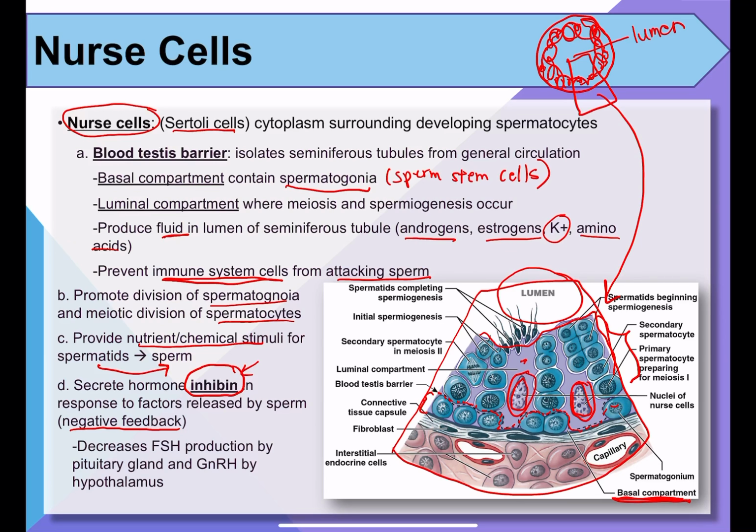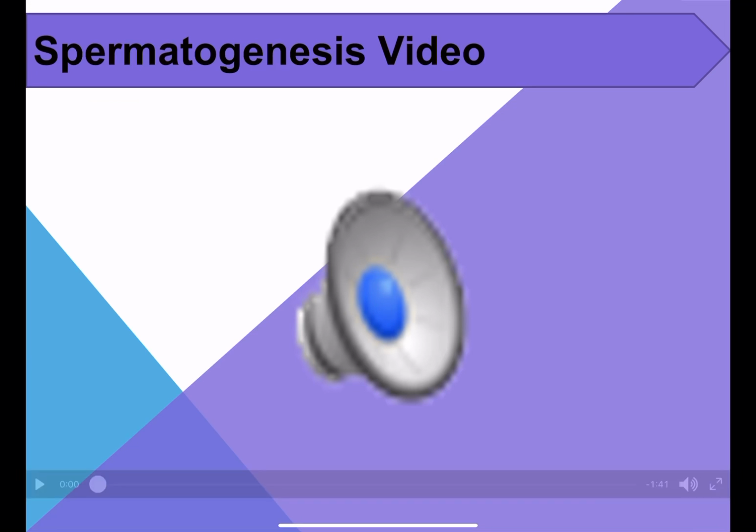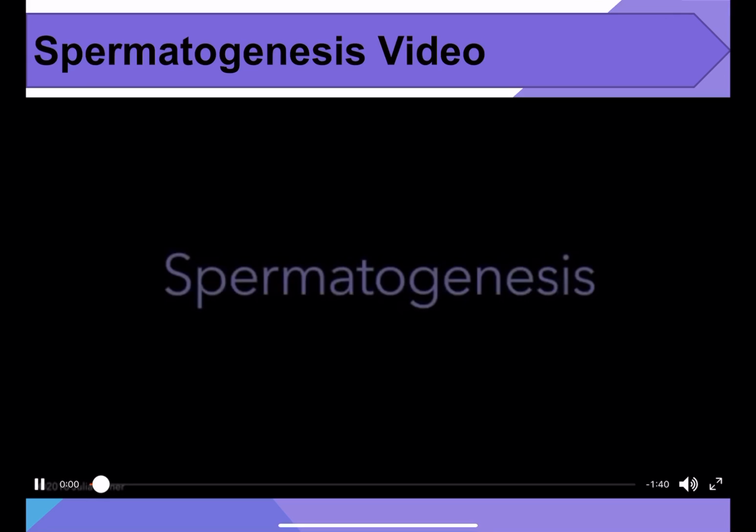So inhibin decreases the amount of FSH to tell it, hey, we have enough sperm, stop making that much sperm because we have nowhere for it to store them. So inhibin is a negative feedback to FSH and ultimately to GnRH to stop going through the process of spermatogenesis. Okay. All right, so this is a quick spermatogenesis video that we can go through.